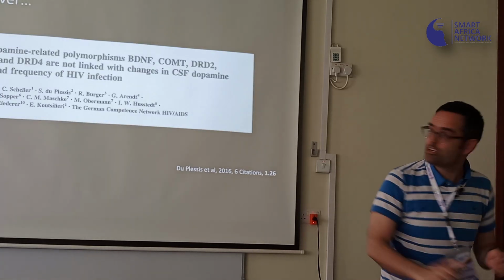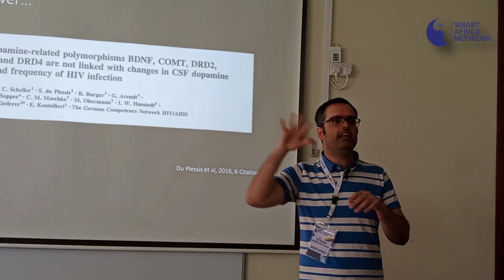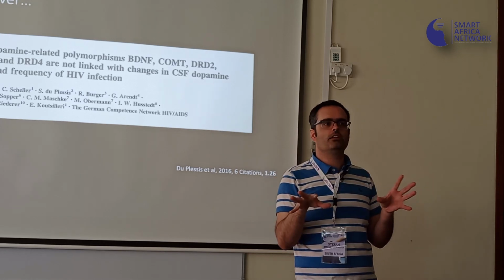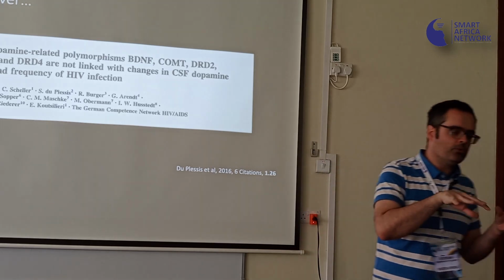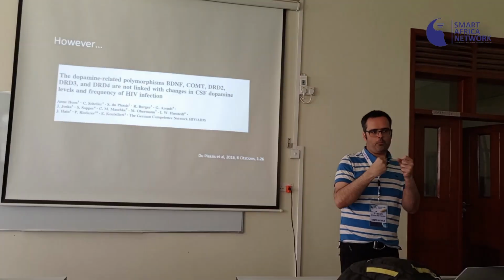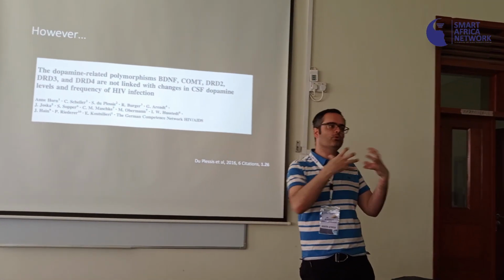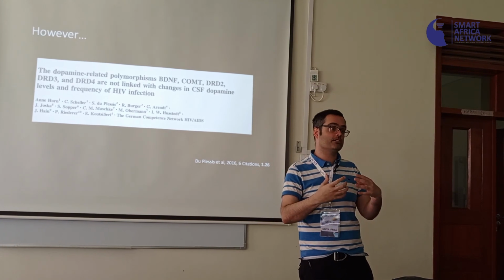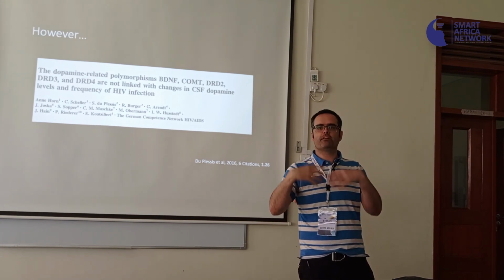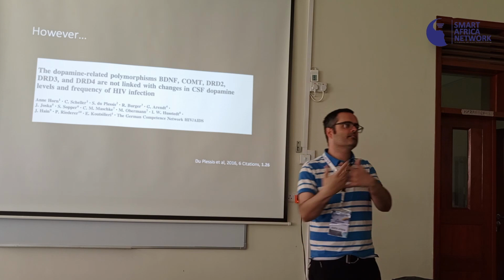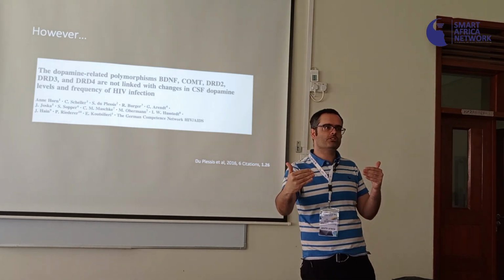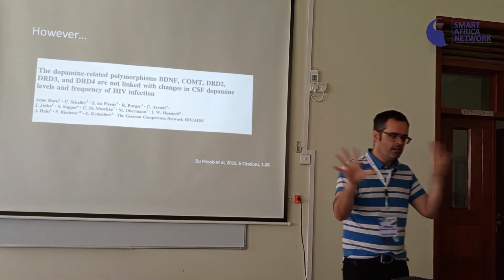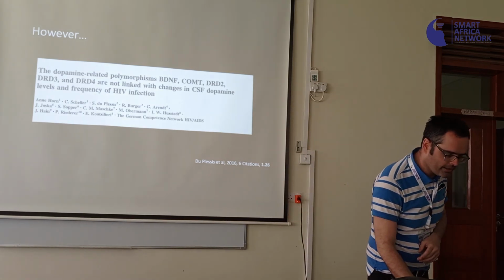We also showed that we couldn't find any other genes associated with dopamine that have the same effects. But it was still a start to show that there is a connection between your genetics and how your brain functions, and that some people might have strong functional brains, others might not. So that's why some might develop dementia in HIV and others don't. But it's still very early work.